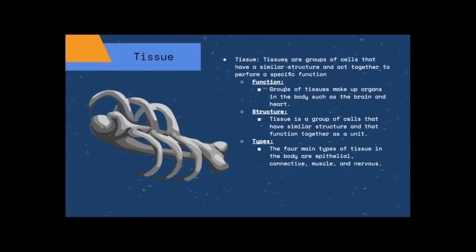Tissues. Tissues are groups of cells that have a similar structure and act together to perform a specific function. The function of a tissue is that groups of tissues make up organs in the body, such as the brain and the heart. The structure of a tissue is comprised of a group of cells that have similar structure and function together as a unit. The four main types of tissues in the body are epithelial, connective, muscle, and nervous tissue. Something that you guys might not know is that bones are actually tissues.